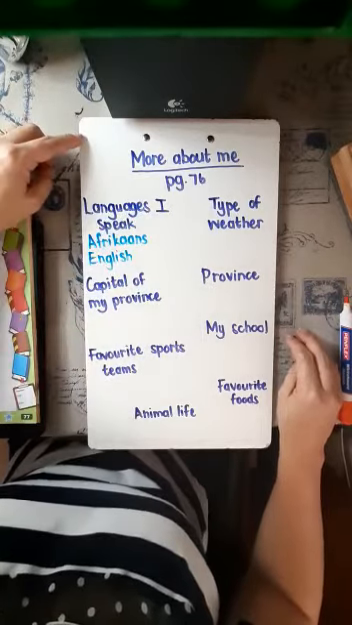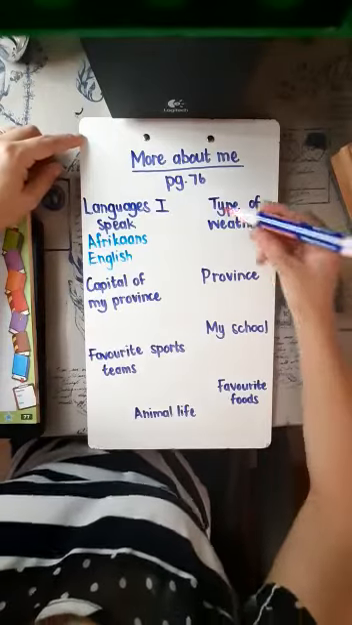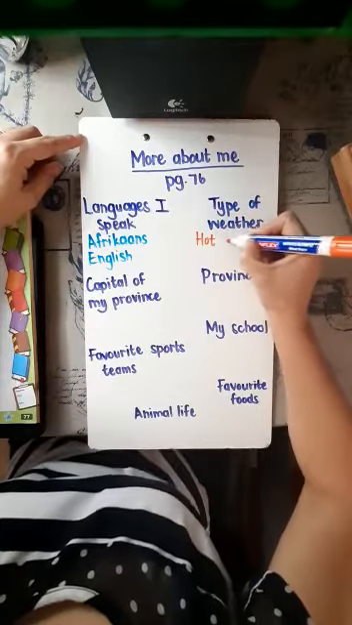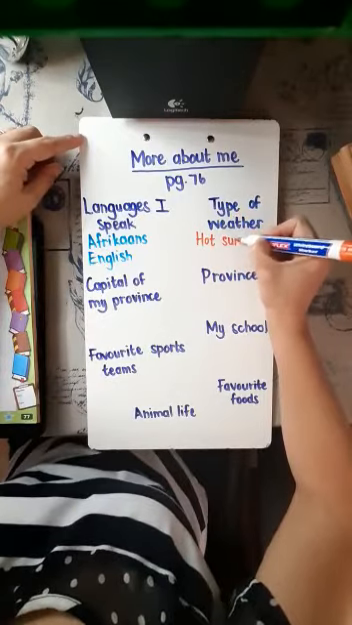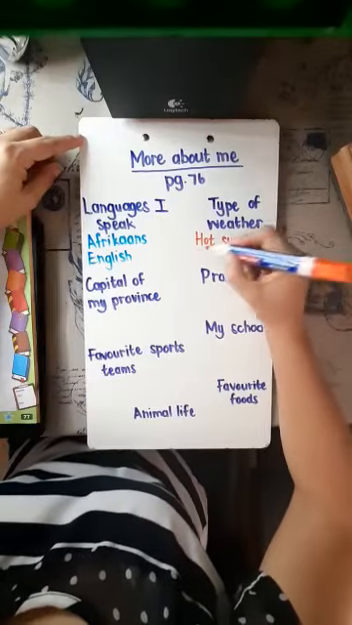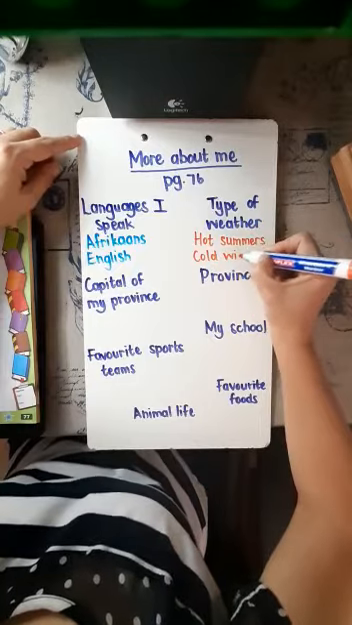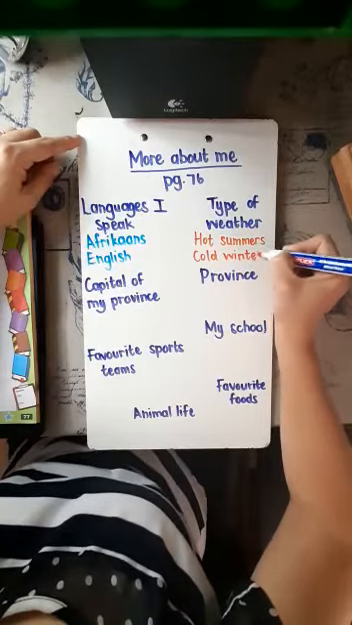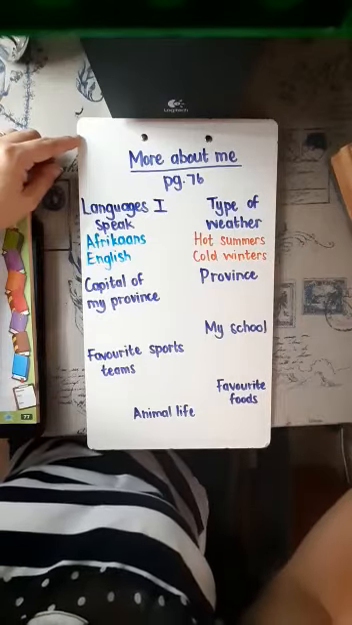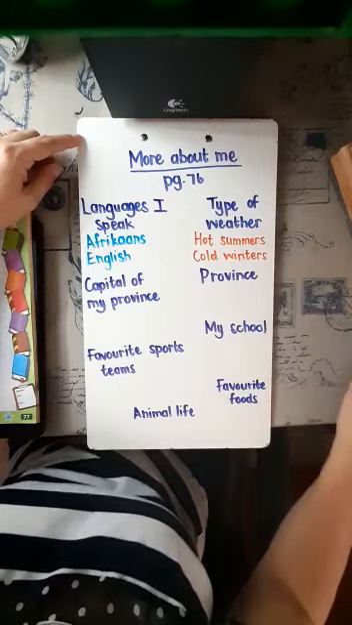Then if we go to the next bubble, it's the type of weather. Type of weather in Bloemfontein. If we think about that, we can say that we have hot summers and cold winters. If you have any extra information that you would like to add, you are more than welcome to do that.